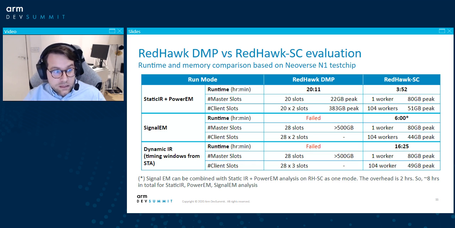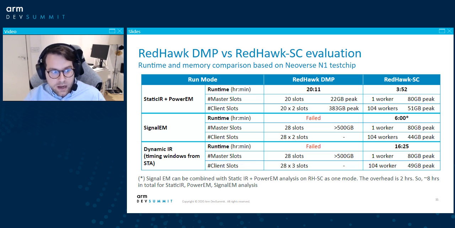So that leads us to the ultimate comparison of Redhook DMP and Redhook SC, which was eventually part of the evaluation we did. What to take out from this slide is the ability to run signal EM and dynamic IR analysis with Redhook SC as opposed to Redhook DMP, as we mentioned before, with as low as 80 gigabyte peak of memory and distribution of 104 slots, which translates to 104 CPUs in total.